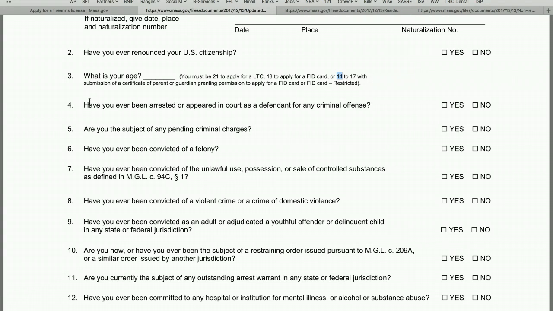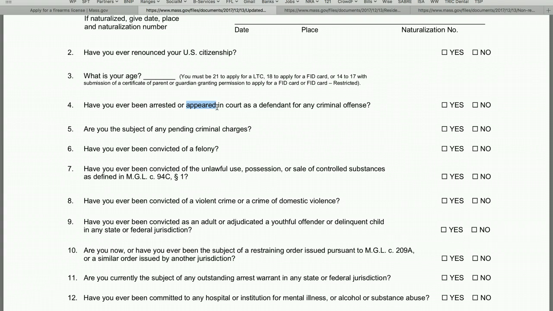Question number 4 is a very important question. It says, have you ever, and the key term is ever, been arrested or appeared in court as a defendant for any criminal offense? It's have you ever, meaning ever in your entire life. Have you been arrested? If you ever got handcuffs put on you and you went to jail and got booked, you've been arrested. Or if you got summoned to court, so appeared in court is what they call a summons.